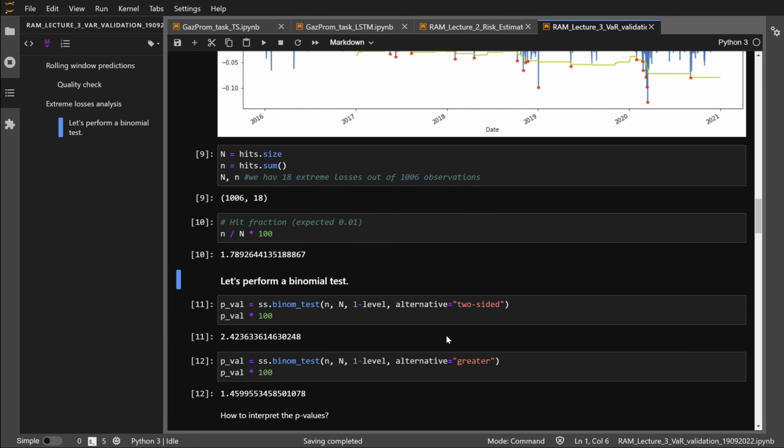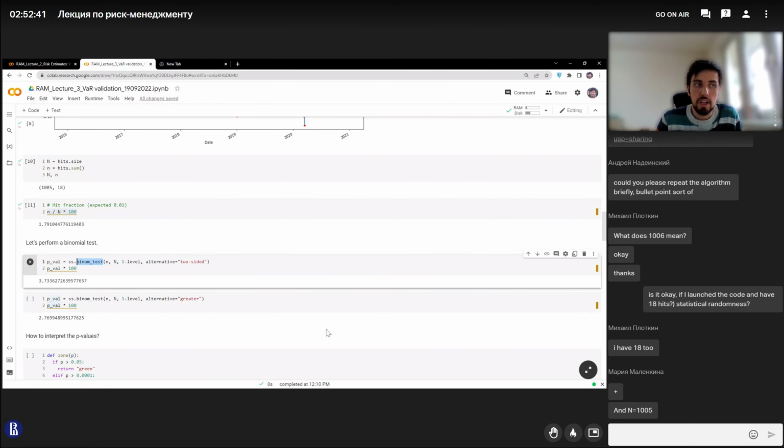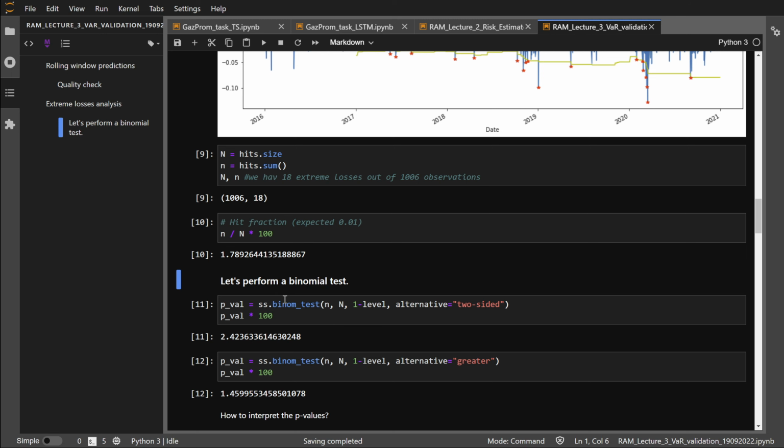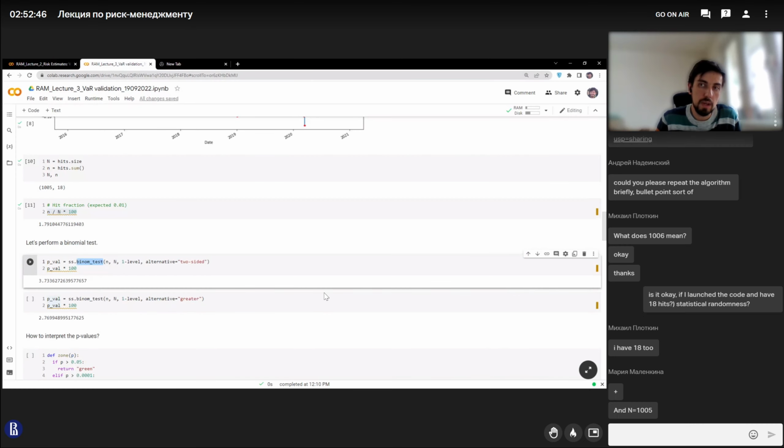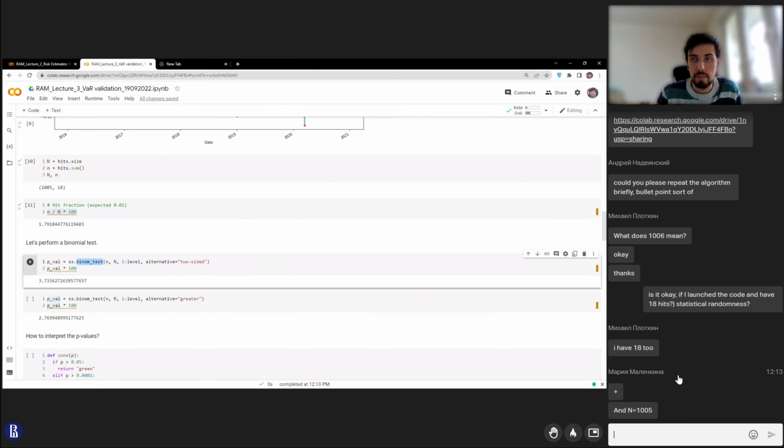Actually, the null hypothesis is that the probability of hitting VAR is consistent with our anticipations, and our expectation of the probability of VAR being hit is 1%. So if we choose 99% confidence, the probability of observed losses greater than VAR is 1%. And that's what we state in the null hypothesis.